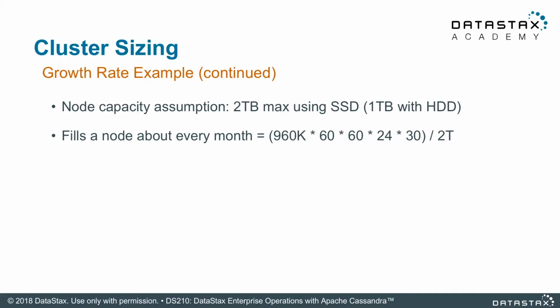Let's put this all together. Let's assume you have a node that holds up to 2 terabytes max using SSD. This would fill up a node each month by using the following calculation: 960 kilobytes per second times the number of seconds you have in a month divided by 2 terabytes. Woo! I think we're done with growth rate.